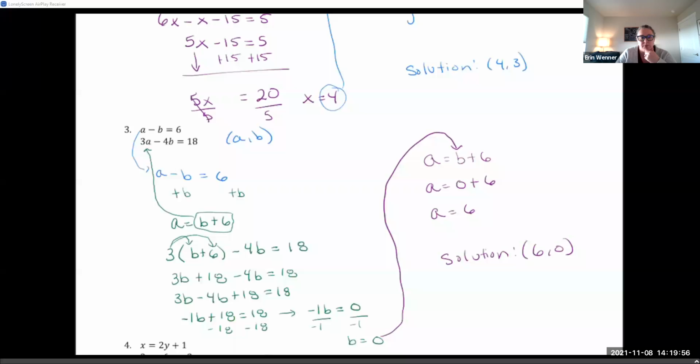So, questions about number 3, because some of the answers were kind of all over the place. I just want to see what questions we have before I move forward.